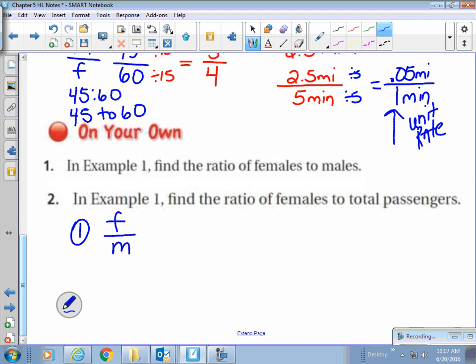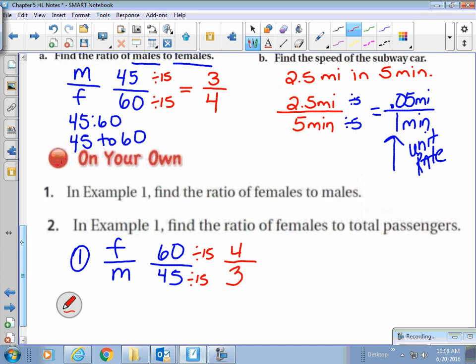So our females are actually 60 females over males, which is 45, and then we can do our division by 15. 60 divided by 15 is 4. And 45 divided by 15 is 3, so that makes more sense. It's 4 females to 3 males. Notice that it is the opposite of what we got up top here.